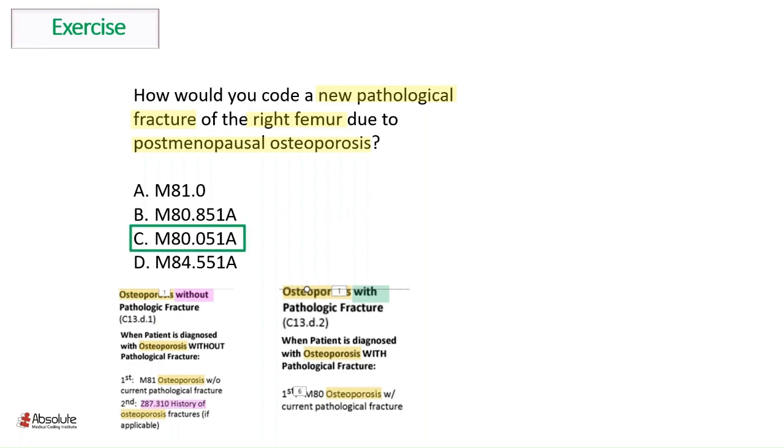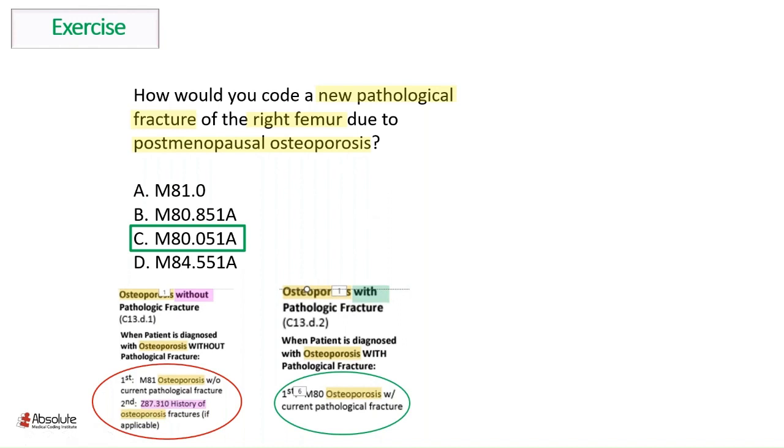We have our guidelines listed at the bottom. You can see M80 is the first code series which we are going to use if the osteoporosis is with current pathological fracture, and M81 is the code series which we are going to assign if the osteoporosis is without current pathological fracture. If you look at the question, we have a pathological fracture, right? This is a new pathological fracture, so it's a current pathological fracture.